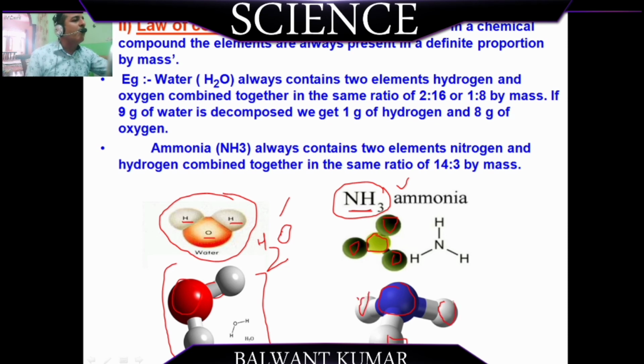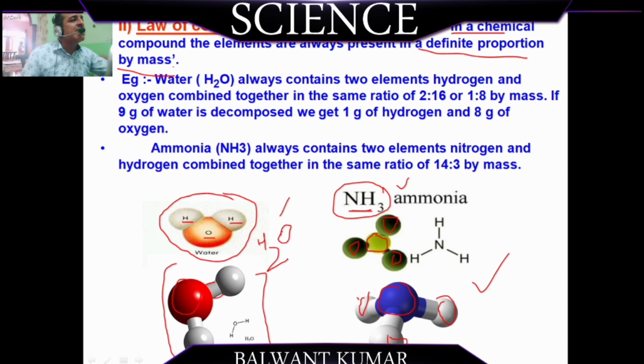This is the model stating the ammonia molecule. NH3 is the molecular formula of ammonia, and this is the model of ammonia. And this is the model of water. Okay, so what is constant proportion? Constant proportion is a statement: in a chemical compound, the elements are always present in a definite proportion by mass. Definite proportion by mass means in every sample.